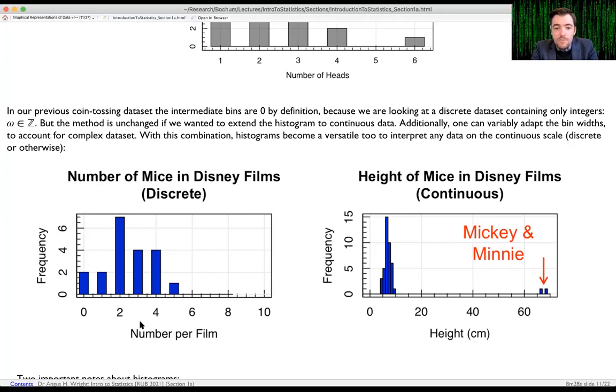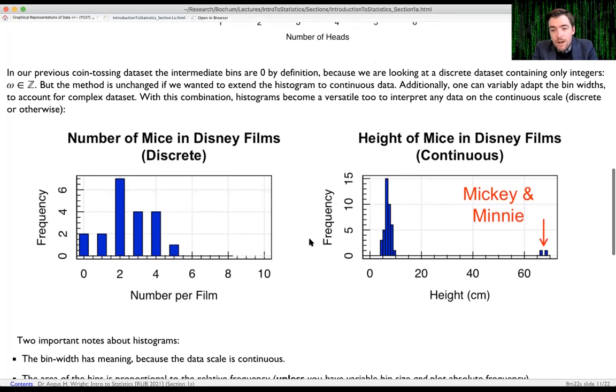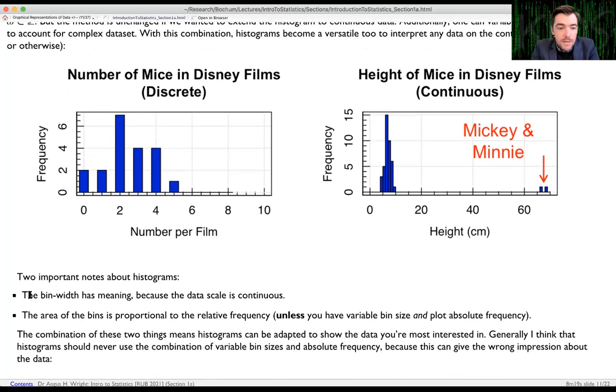So this is a good example of how you can generalize the histogram to both discrete and continuous data. But here lies an important caveat about the histogram. As I said, the bin width has meaning because the data scale, even if you have discrete, is continuous. And if you have equal bin sizes, so you don't have variable bin sizes, and you're plotting absolute or relative frequency.